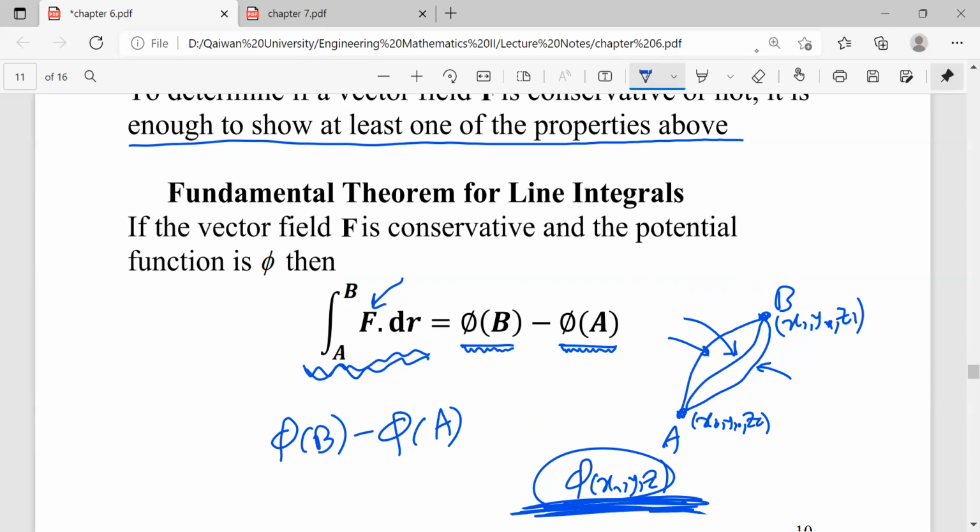Since it's, that's why we say the line integral of a conservative vector field is not dependent on the path. Okay.